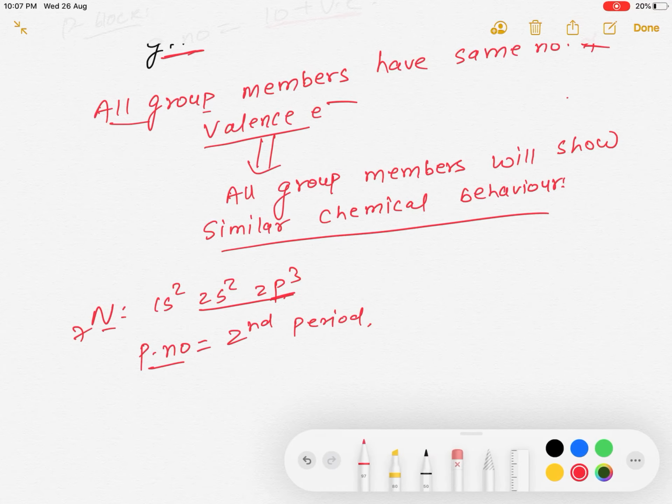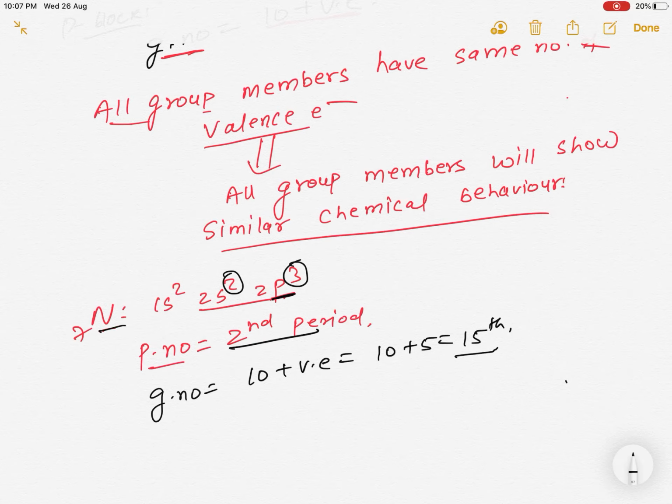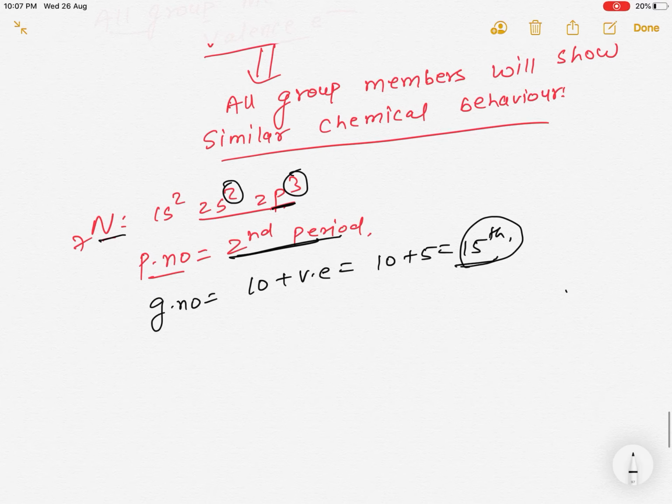Now, since this is a p block element, before finding out the group number, you should always identify the block of the element. It's a p block element. And the number of valence electrons for nitrogen is 2 plus 3, 5. So for p block we know the group number is 10 plus valence electrons, so 10 plus 5, 15th. So nitrogen belongs to the second period and the 15th group. Go to the second period and the 15th group in the periodic table, and you will find nitrogen over there.